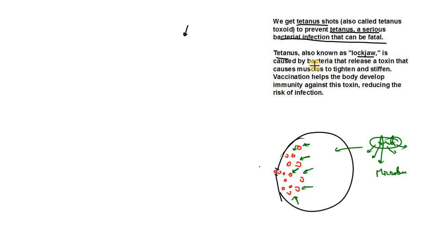Now what happens is that this bacteria releases a toxin that causes muscles to tighten and stiffen. Vaccination helps the body develop immunity against this toxin. And what is vaccination? Well, that's the next topic that we will soon cover. But before that, let me show you the live effect of an antibiotic on microbes. You will see what is happening.